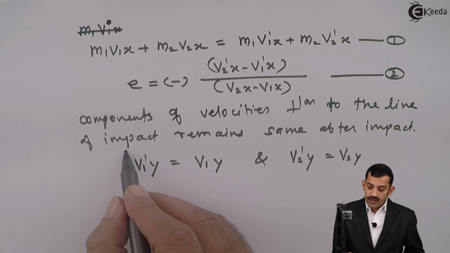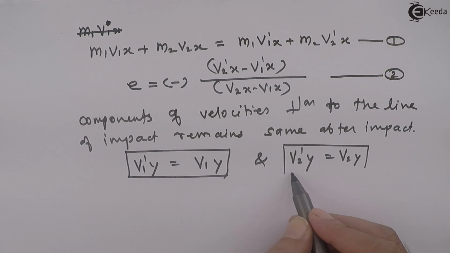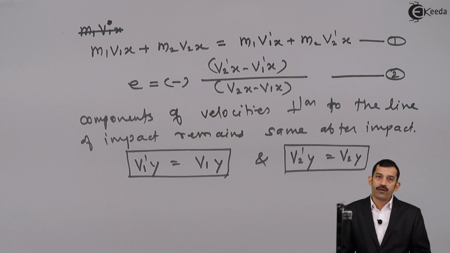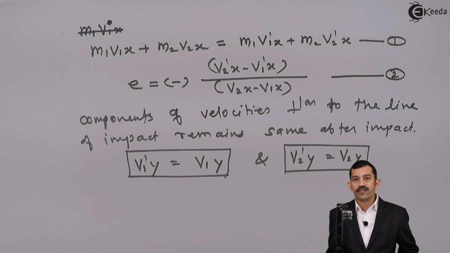This is a very important concept. The components along the line of impact we will find out using the law of conservation of momentum and the coefficient of restitution. The components which are perpendicular to the line of impact remain the same after impact, therefore that component remains as it is. Once you get the components along the line of impact, applying Pythagoras theorem we will find out the resultant velocity of these particles just after impact.